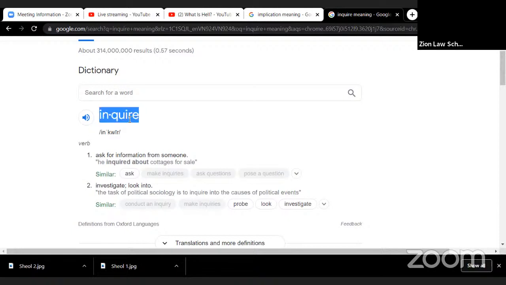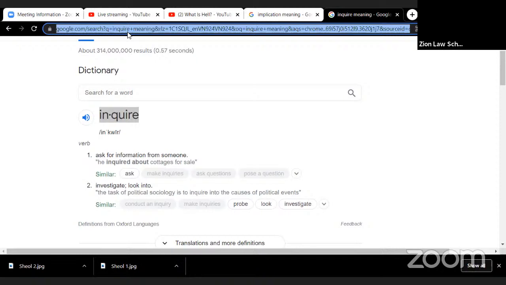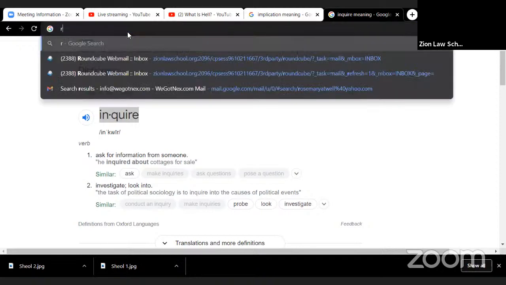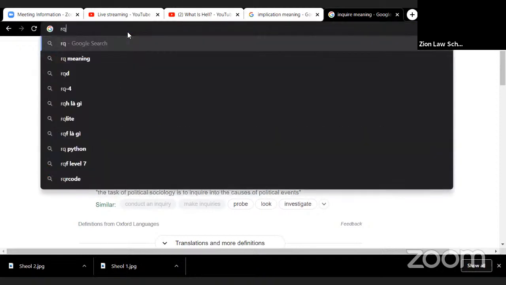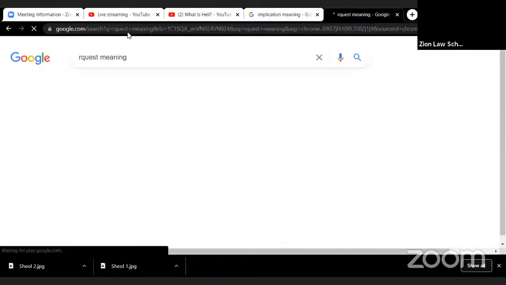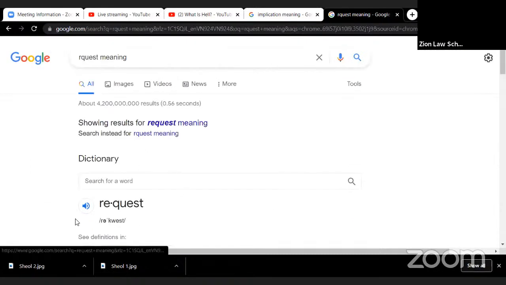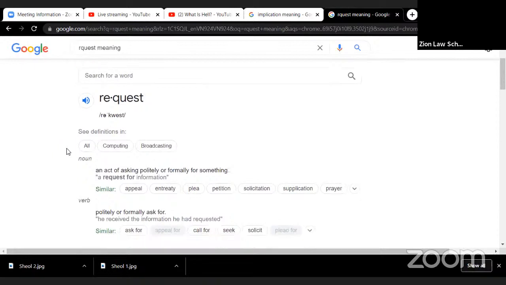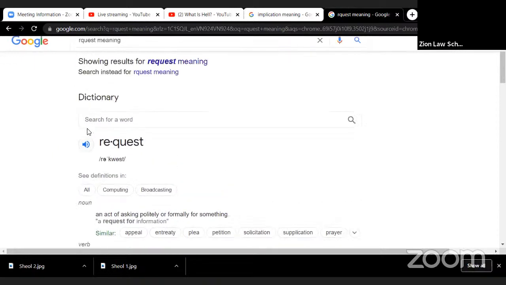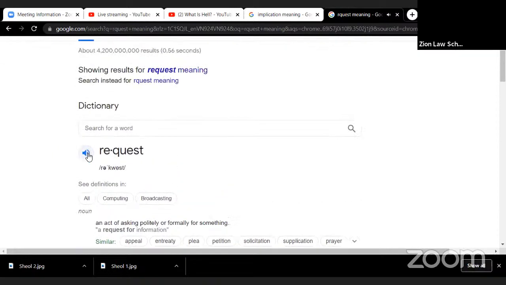So the first word here we need to get a precise meaning on is inquire. Oh, I'm sorry, to request, I had that wrong. So to request. So we're going to walk the audience through step by step on how to approach this. So this is to request.